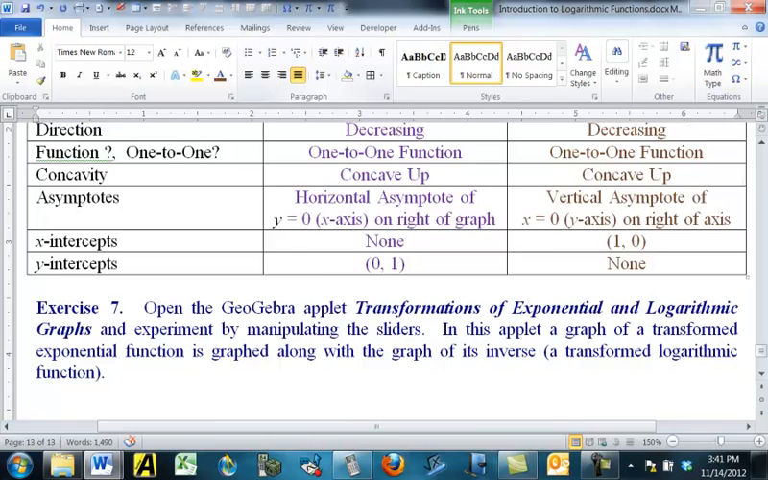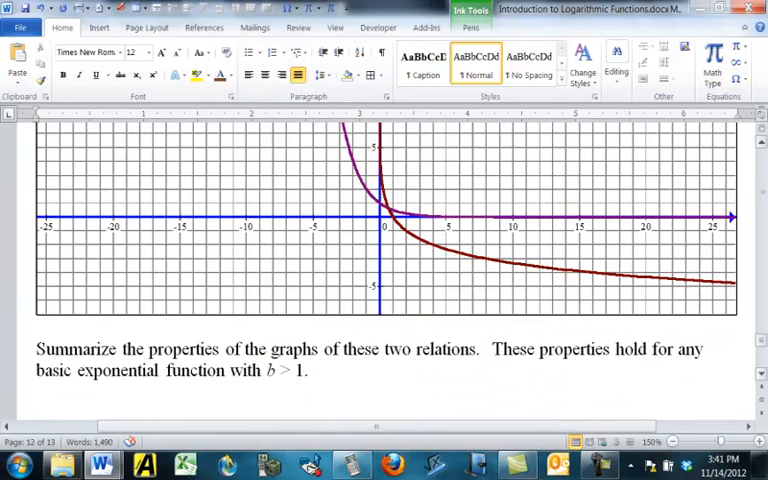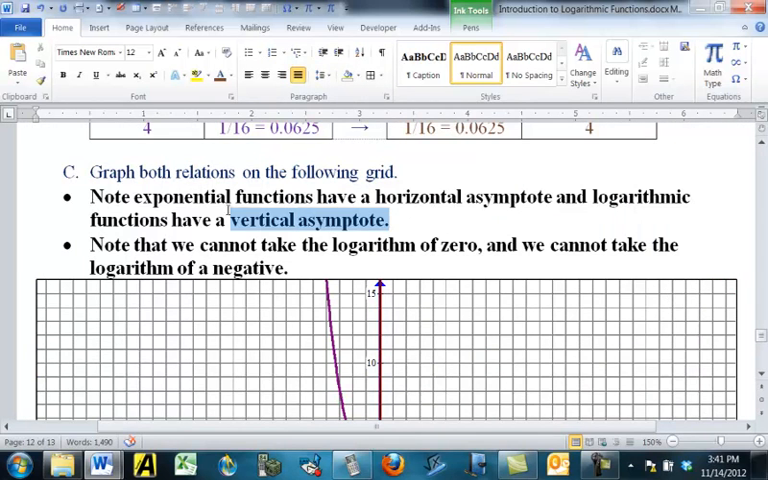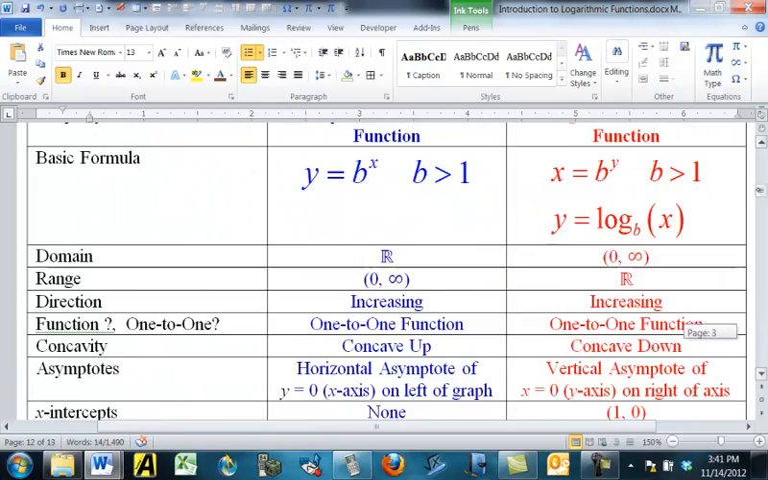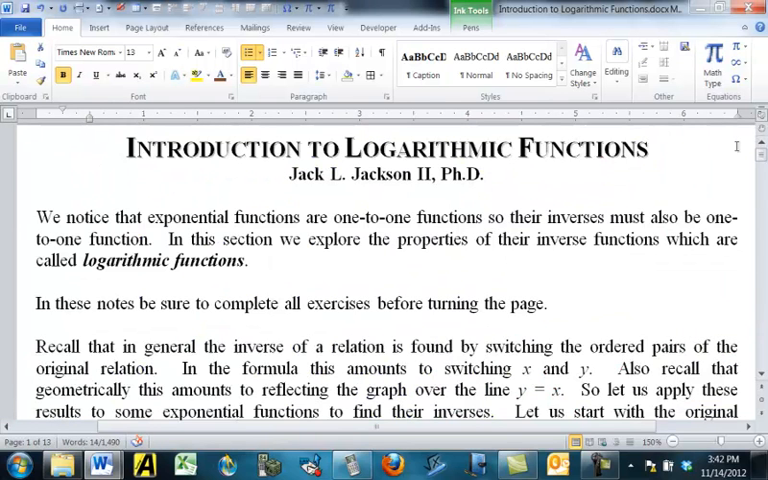And by the way, once again, the key to telling which one's exponential and logarithm is this right here: which one's got a horizontal asymptote and which one's got a vertical. Okay, let's stop there, and you can go on to that applet to finish up here, and then to your homework.